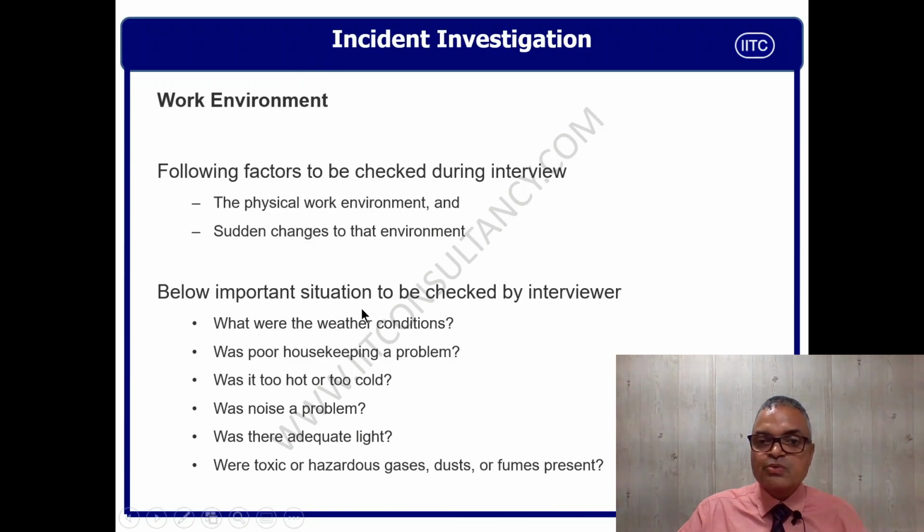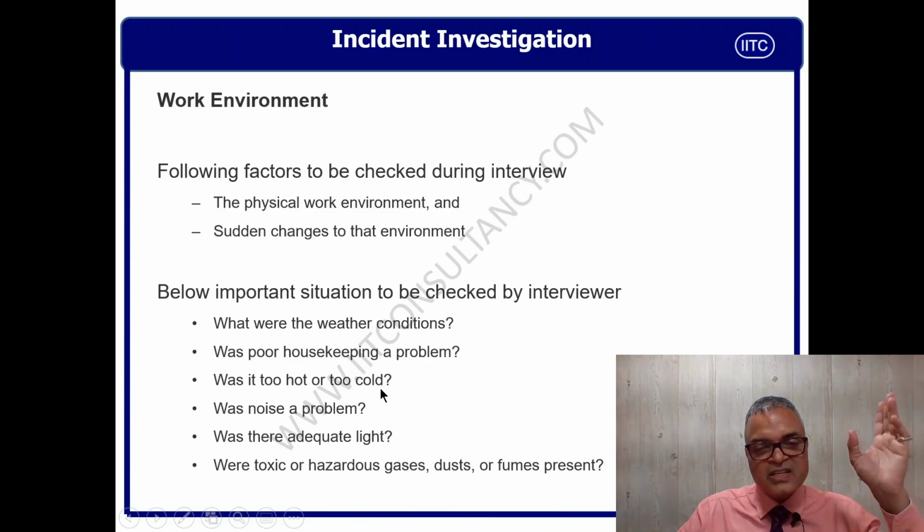Below important situations must be checked by the interviewer. What were the weather conditions, temperature, noise, illumination? These all are physical weather conditions. Or was poor housekeeping there? We need to identify slip and trip, slippery chemicals. There are unsafe conditions. Was it too hot or too cold?